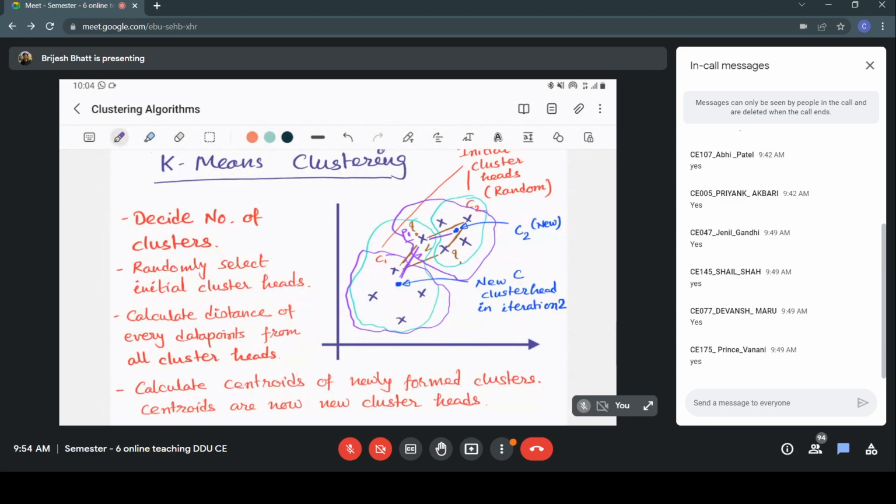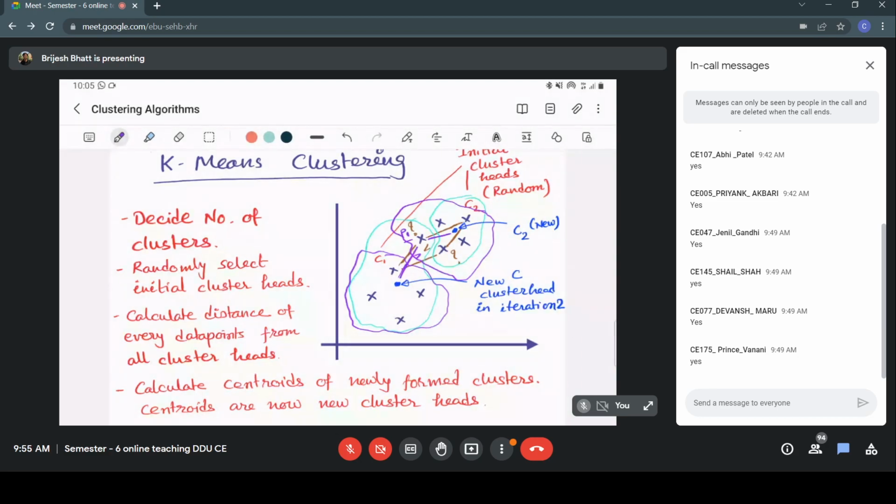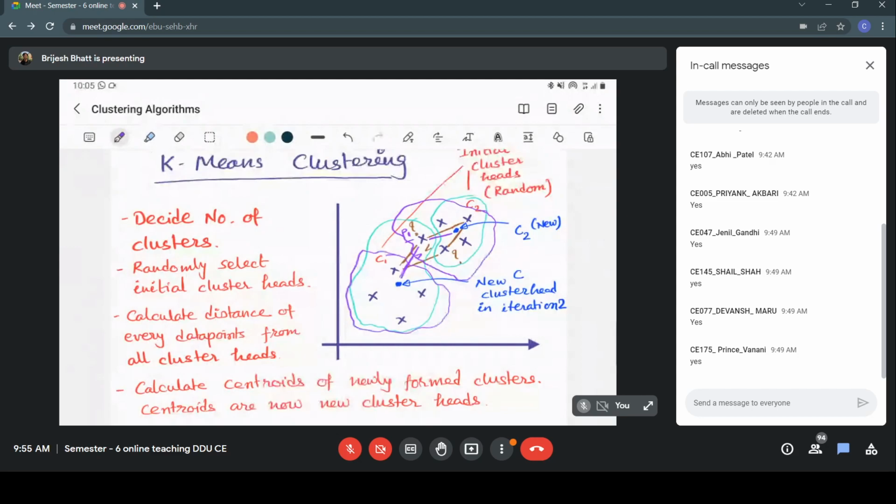Are you with me so far? Please think about this for a while and ask me if you have any doubts. So is this clear to everyone how k-means clustering is working? Okay, Dev has confirmed yes. Devansh also says yes.